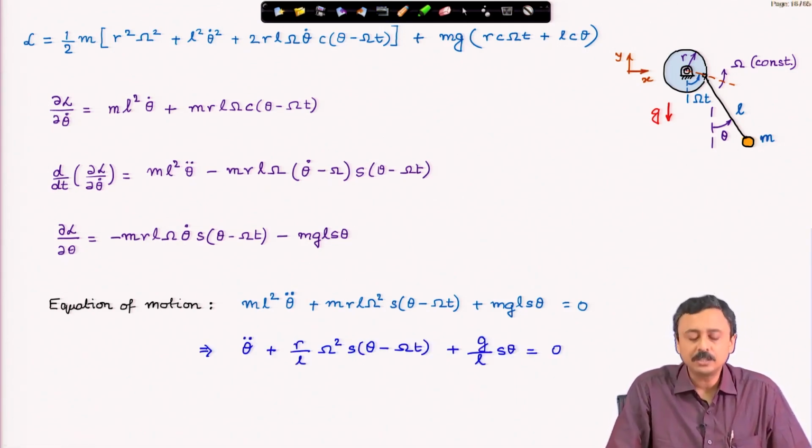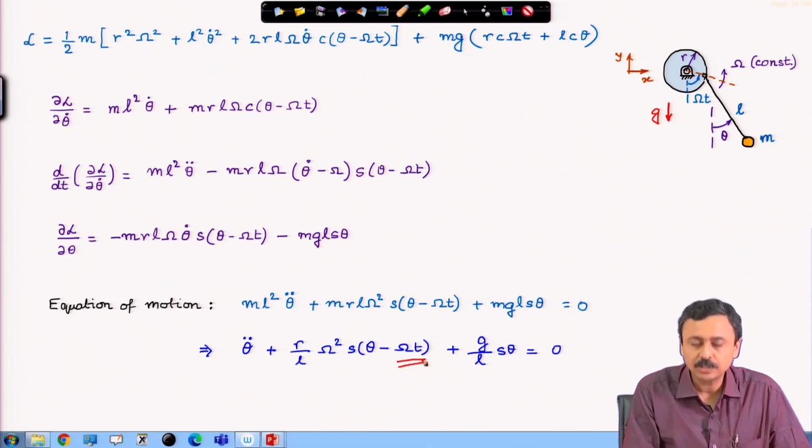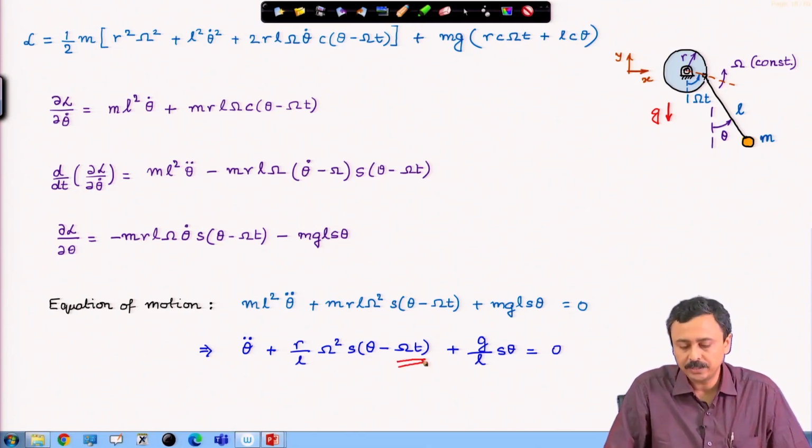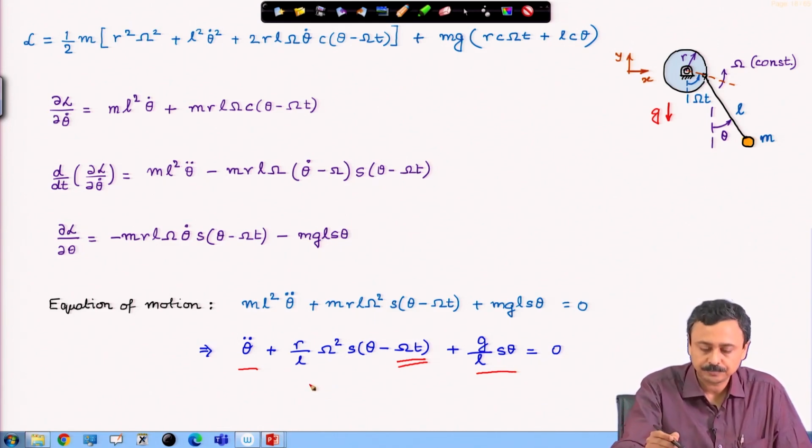Now, this equation you can note has this contribution that comes from the rotating disc. These two terms are for the pendulum, these are standard terms in the pendulum equation, and the intermediate term comes because of the rotation of the disc.